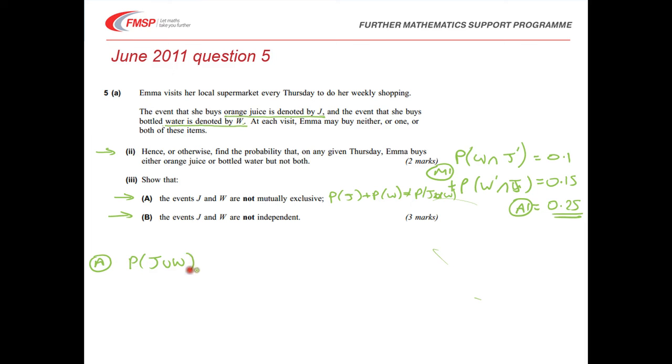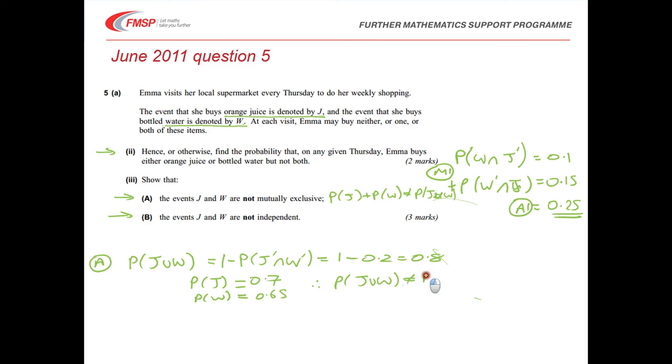P(J or W). We can work that out as being the following. One way of thinking about this is it's 1 minus the probability of not J and not W. So that's going to give me 1 minus 0.2, which is 0.8. Now if we consider the probability of J, the probability of J is 0.7. If we consider the probability of W, that's going to be 0.65. Clearly we can see that that doesn't work. Okay, so we know that they're not mutually exclusive. Therefore, P(J union W) does not equal P(J) plus P(W).